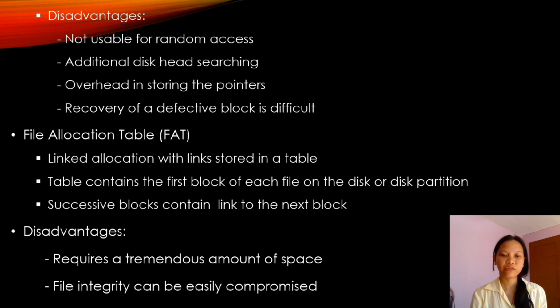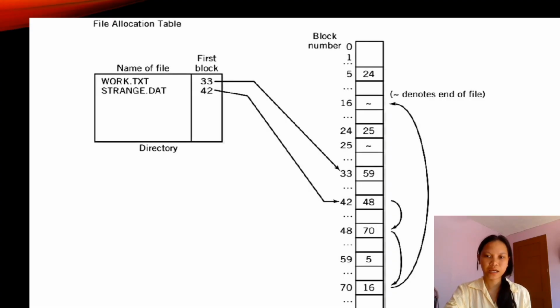It requires a tremendous amount of space, and file integrity can be easily compromised. Under it, you can see the picture of the file allocation table: name of file, first block, and a block number that denotes the end of the file or the directory.